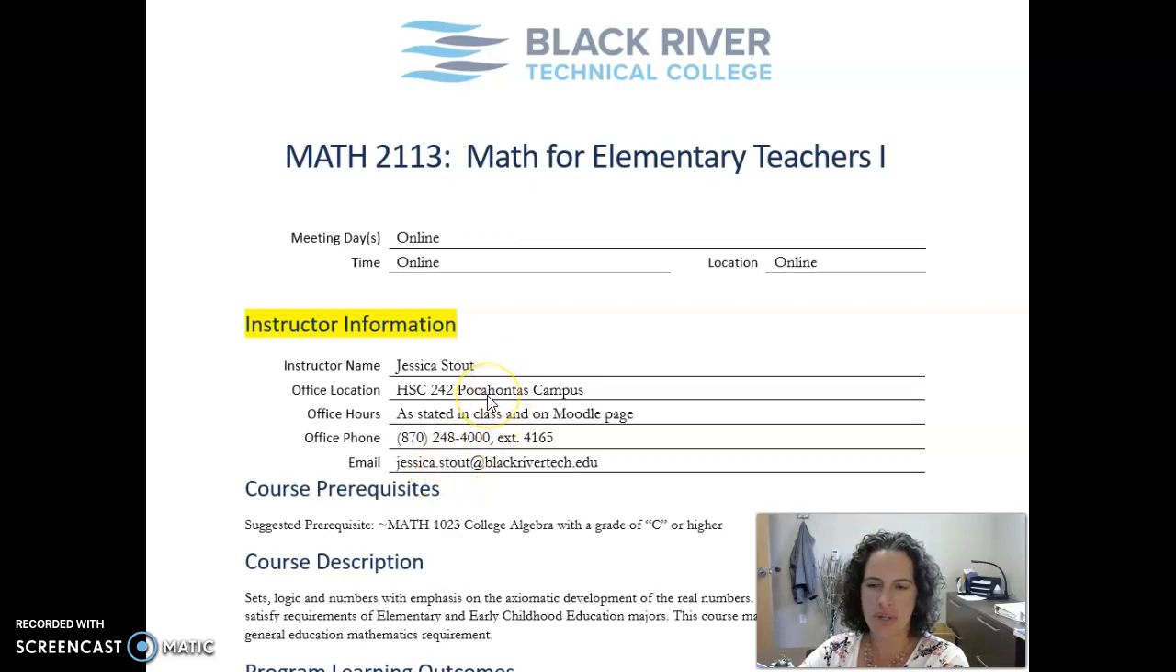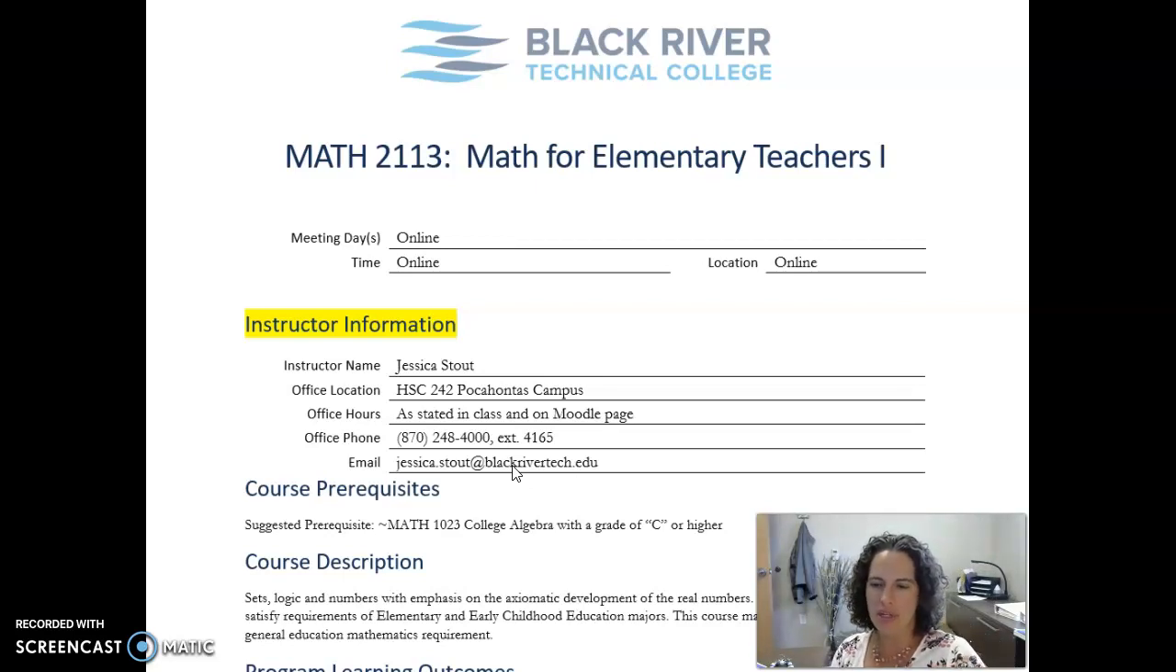I have an office on the Pocahontas campus. I've got my office phone number listed, but email is probably going to be a better way to reach me. I know you guys are being online, and you want the freedom of time to get these things done whenever you need to.